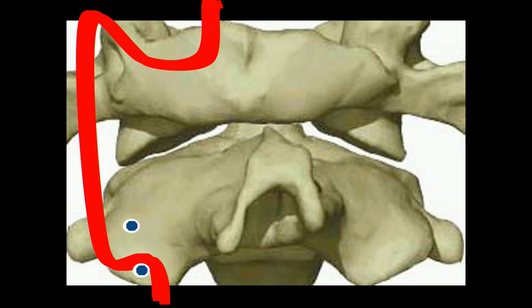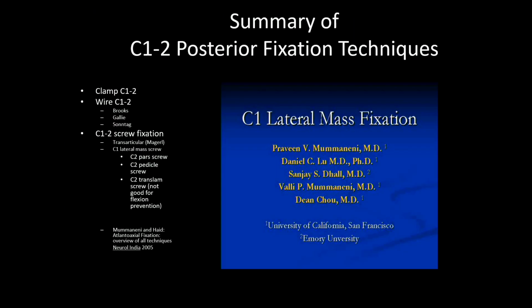This is the pedicle screw entry point, and this is fine as long as your vertebral artery is not deviated medially, and that's the nerve root, and that's a C1 entry point. And that's the transspinous process screw entry point.